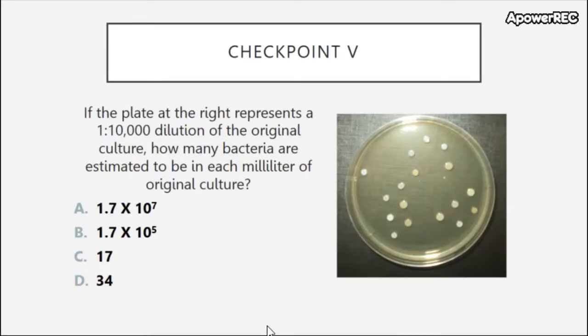Okay, now here we have checkpoint 5. If the plate at the right represents a 1 to 10,000 dilution of the original culture, how many bacteria are estimated to be in each milliliter of original culture? So remember, you need to take your final concentration, multiply it by the dilution factor, and that will tell you the original culture concentration. And this answer will be in cells per mL.